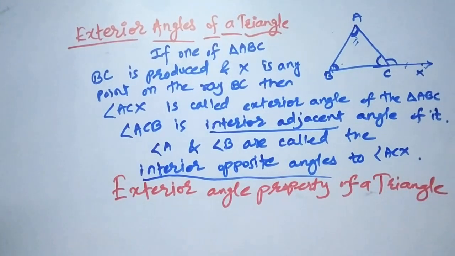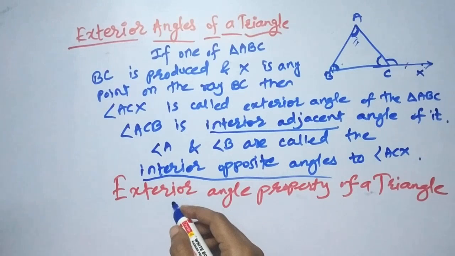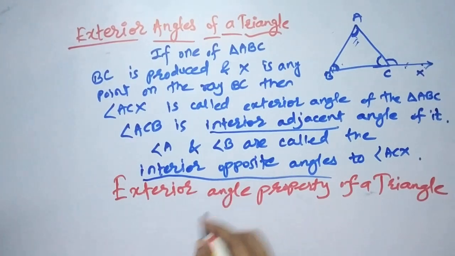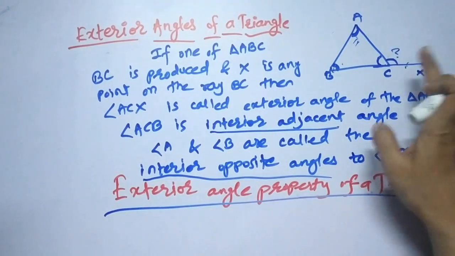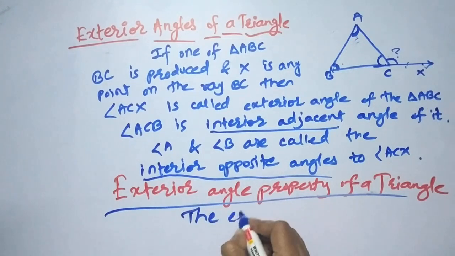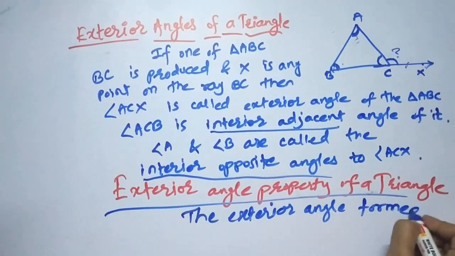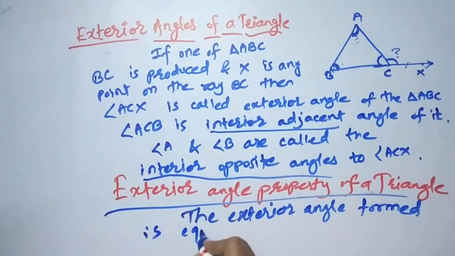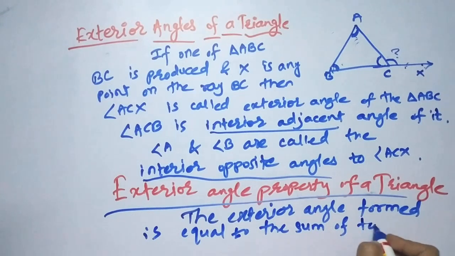The exterior angle property says that if any side of the triangle is produced, then the exterior angle so formed is equal to the sum of the interior opposite angles. This property says that, friends, whatever exterior angle is formed here is equal to the sum of these two interior opposite angles. So we write down here: the exterior angle formed is equal to the sum of the two opposite interior angles.